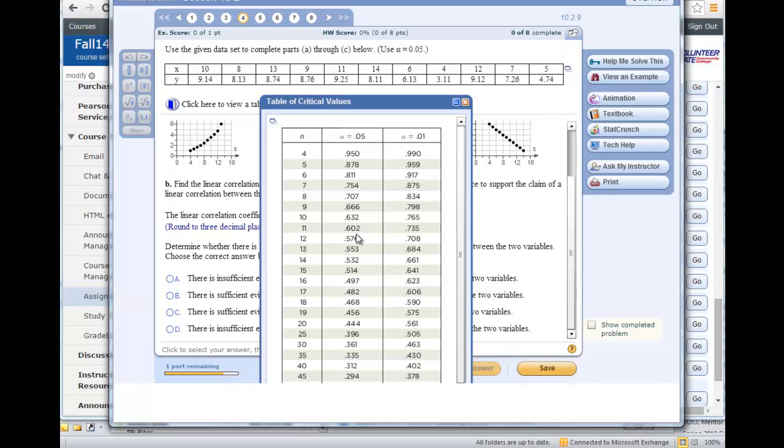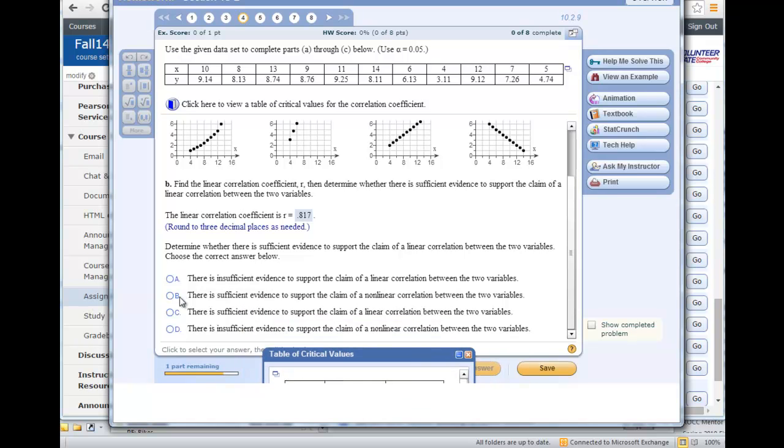Now that would be either direction, positive 0.602 or minus 0.602, depending on whether our R value is positive or negative. This time it was positive. And if the absolute value of the R value is greater than the critical value, then we would say that there is a significant relationship.